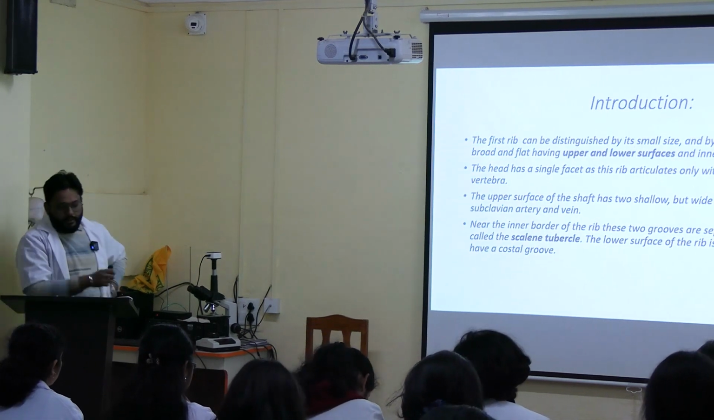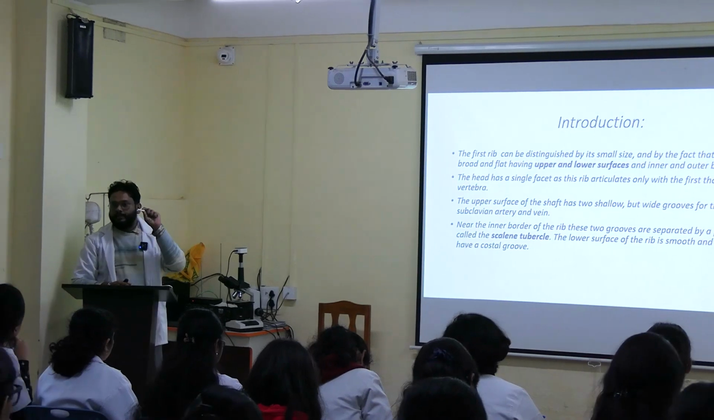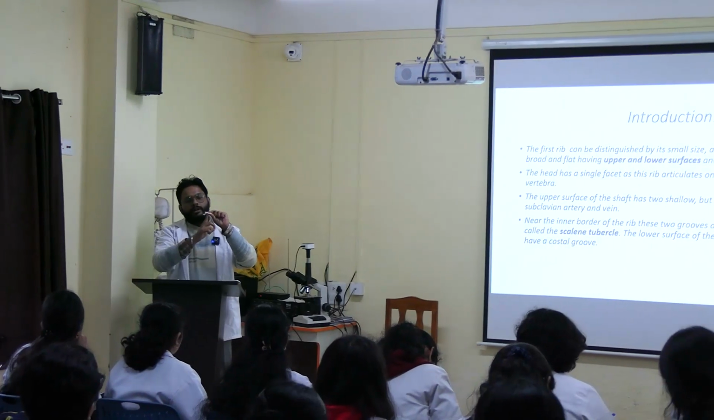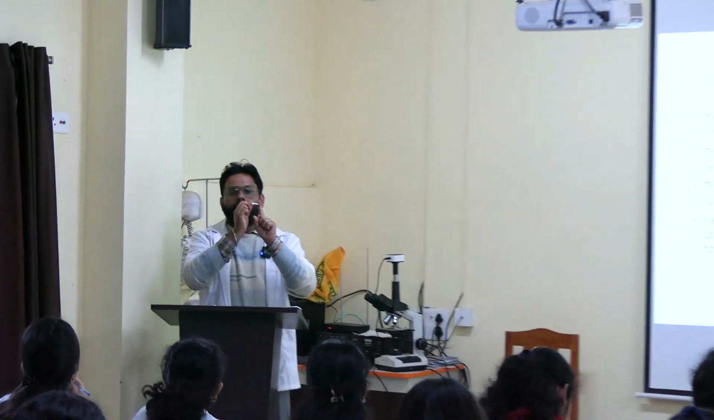Introduction. So if this is the first rib, what are the borders? This one will be the inner border, towards the middle, the medial border. And towards the outside, that will be the outer border. This is the inner border, this one is the outer border. And this one is the upper surface, and this one is the lower surface.